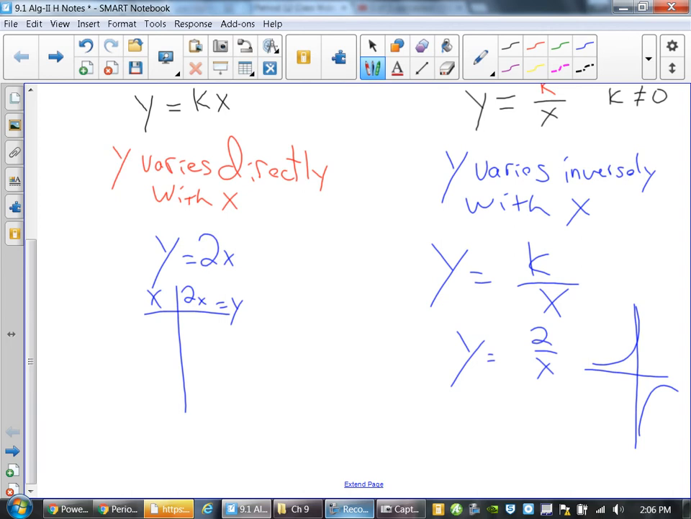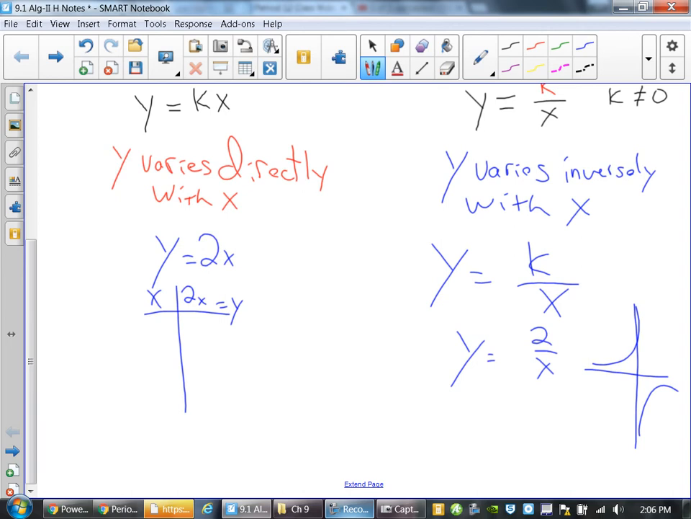Wouldn't y equal 0 here? Yeah, if k is 0, everything is 0. But it says it can't be 0. Well, that's what I'm saying. It can't be 0 because then there would be no variance. K being 0 is just 0. That's why they're putting it like that.